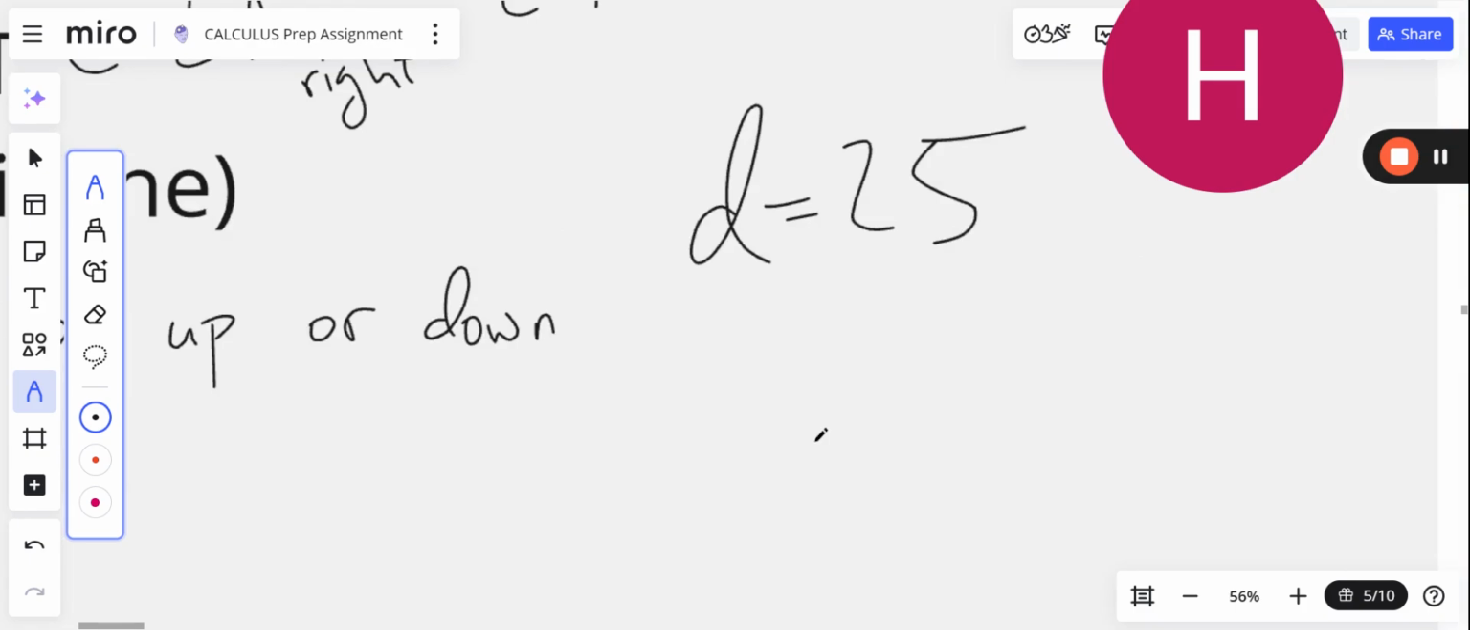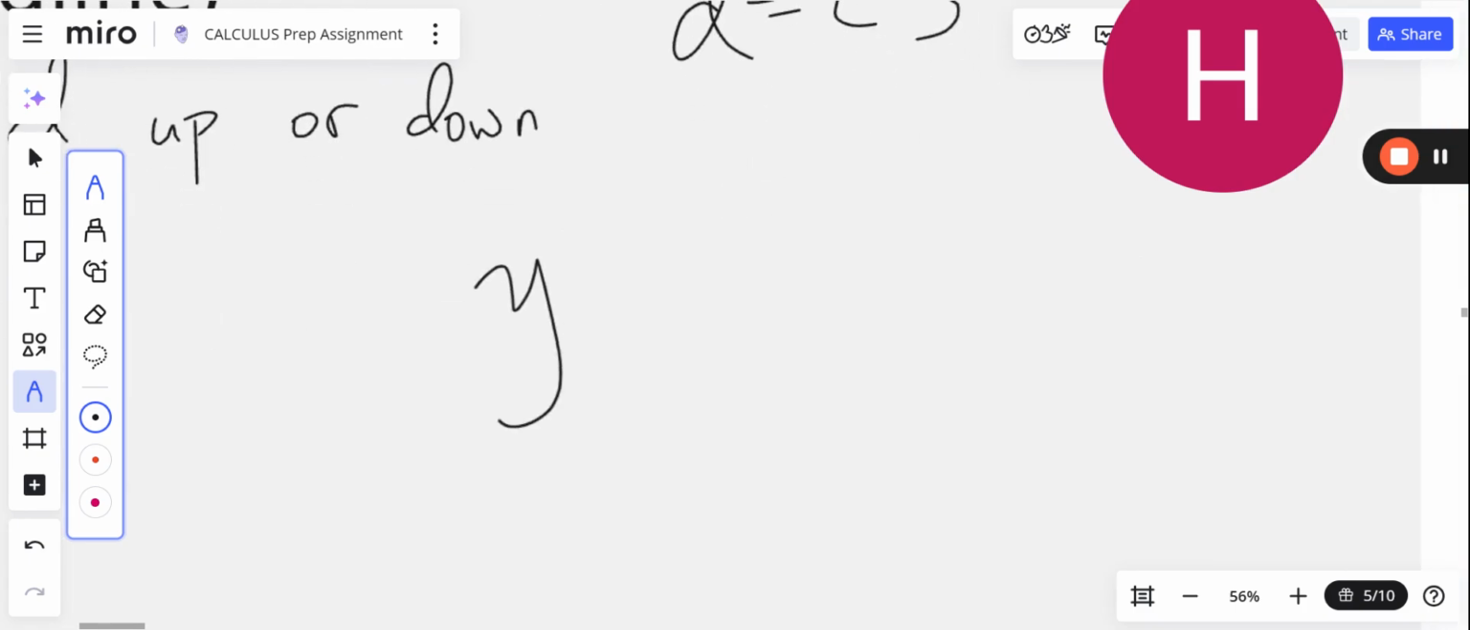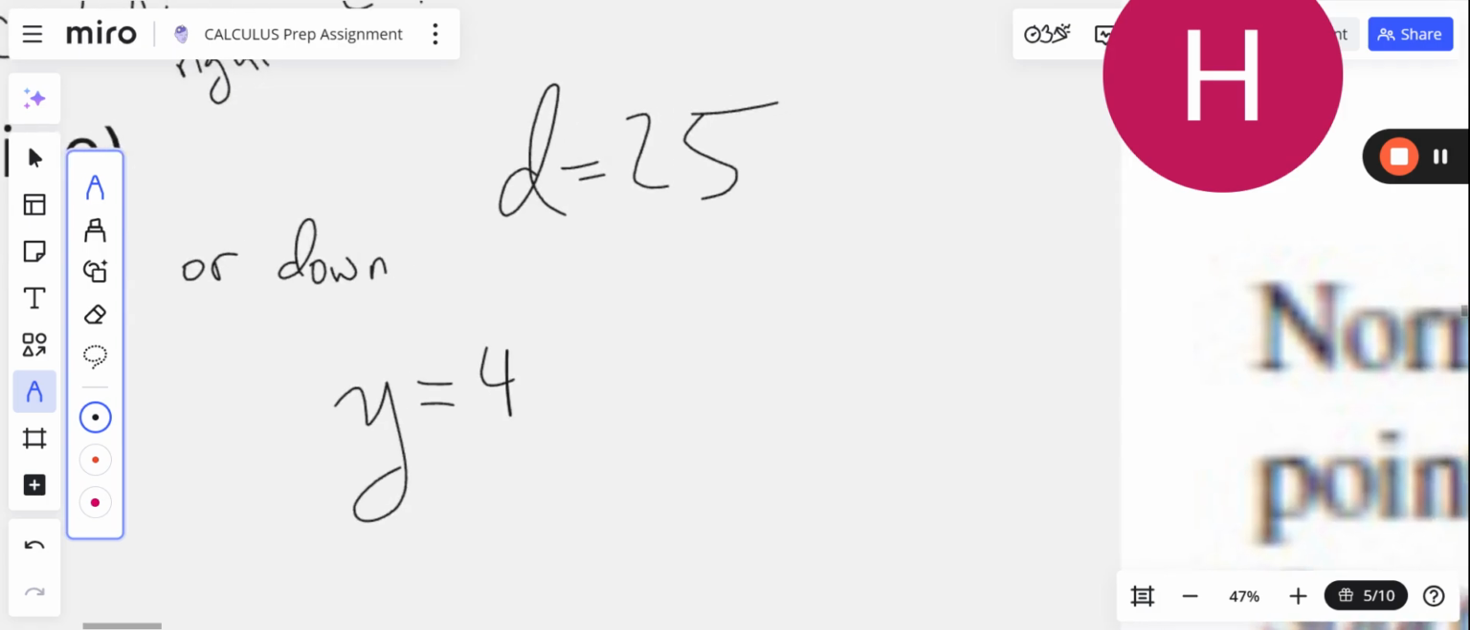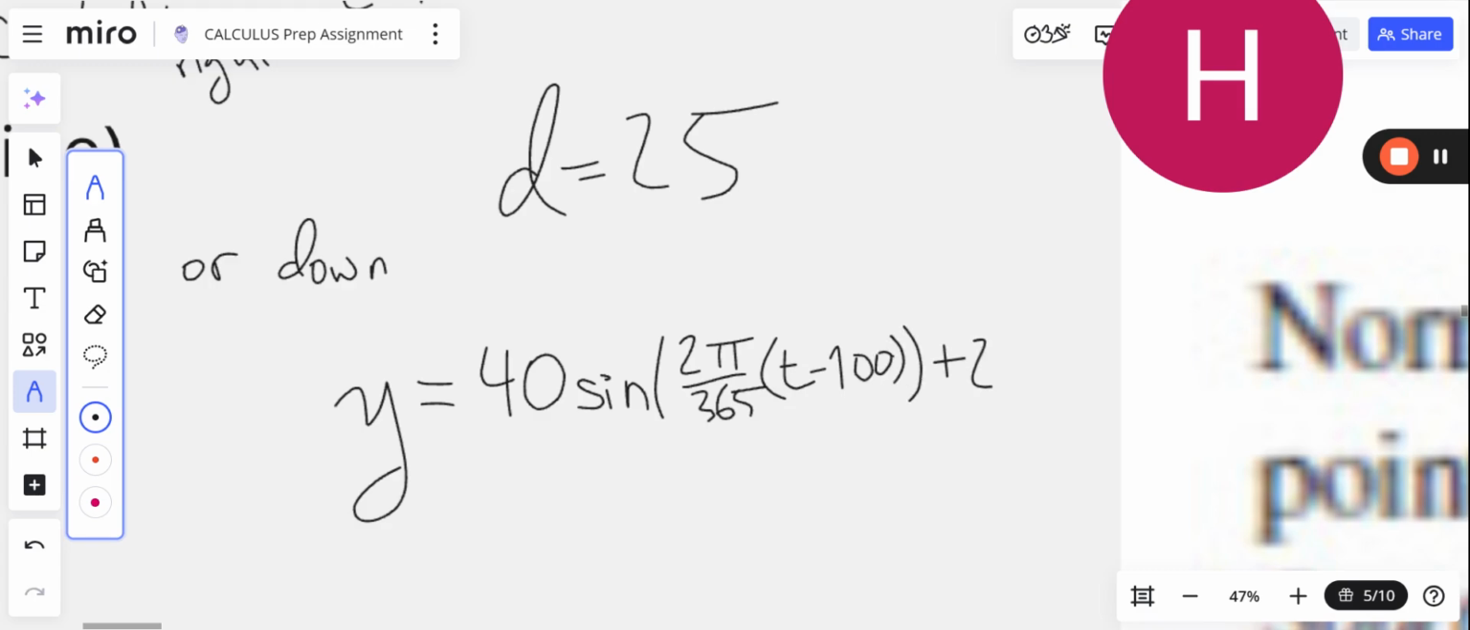So we could use y. We can say y is the temperature. y equals 40 sine of 2 pi over 365, and then we can write t minus 100. And we add the midline, which is plus 25.